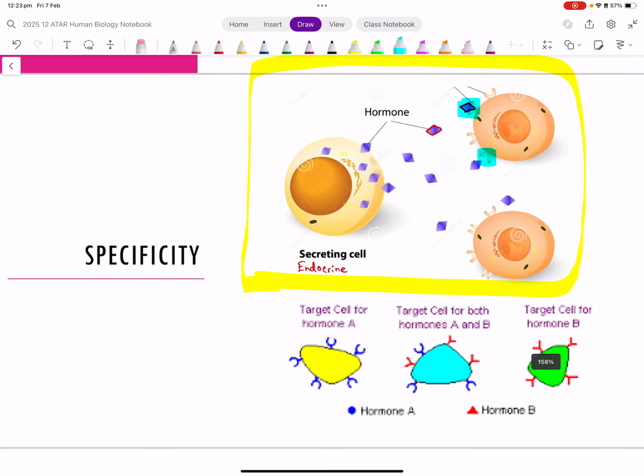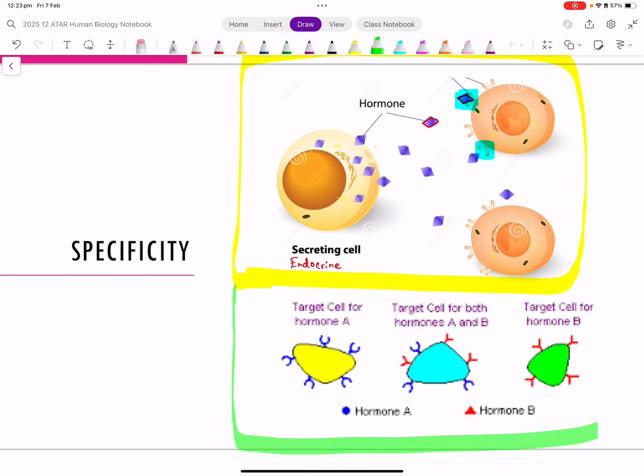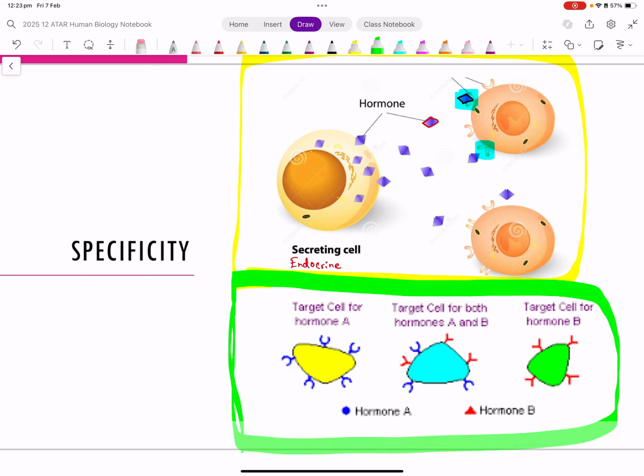We can also see, if we turn our attention now to the box on the bottom, so I've circled this one in green now, that target cells can have one receptor or multiple receptors. So we can see here that target cell for hormone A, this one on the left, let's call this cell 1, has receptors only for hormone A. And as such, it is only going to receive messages thanks to hormone A. When we look at the one on the far right, target cell number 3, target cell number 3 only has receptors for hormone B.